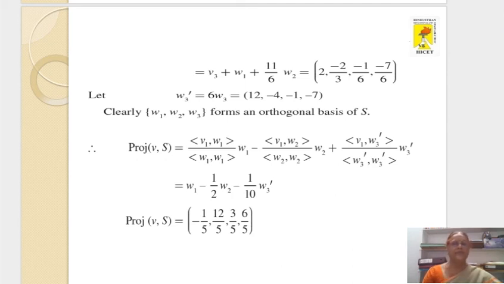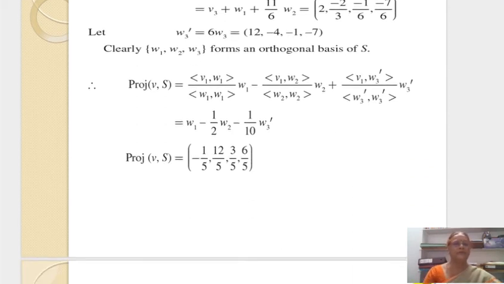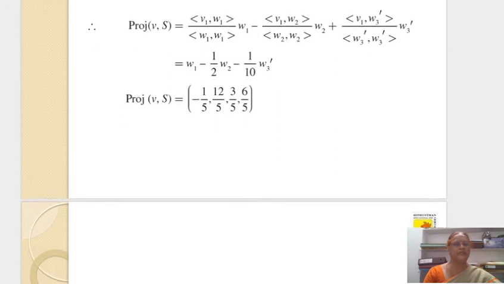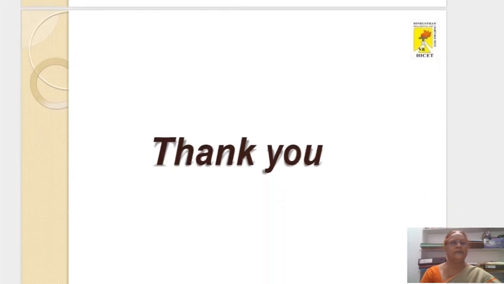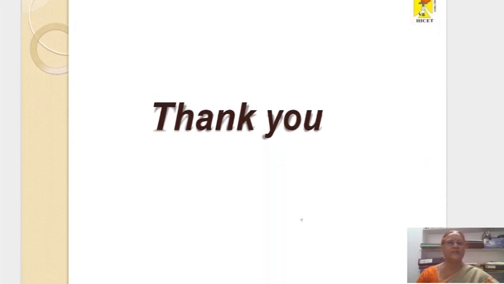This is the way to find it. We use Gram-Schmidt orthogonalization in the problem. The only thing is, we have to keep this formula in mind without any confusion. This is the Gram-Schmidt orthogonalization process.